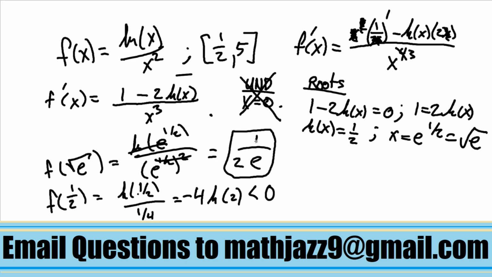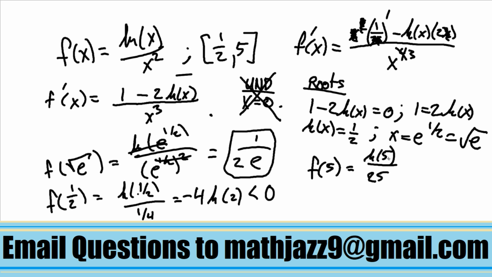So in particular, this one is bigger than this one, because this one is a negative number and this one is a positive number. And we also get f of 5, oh, you can't read that part of the screen. F of 5 is equal to ln 5 over 25.